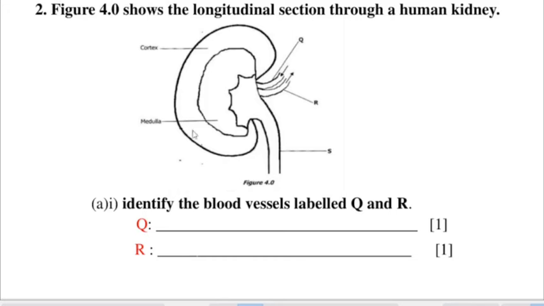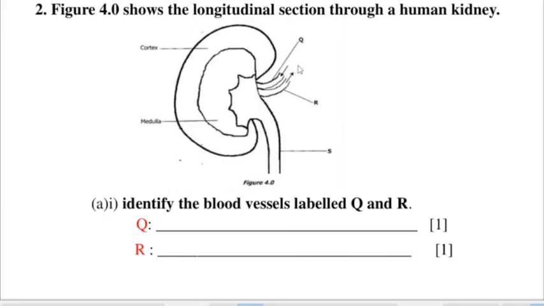So we've come to question 2. Question 2 reads, figure 4.0 shows the longitudinal section through a human kidney. So this is the human kidney. Question A1, identify the blood vessels labeled Q and R. We can see the blood vessel labeled Q has an arrow going inside, meaning that this blood vessel is connected to the aorta.